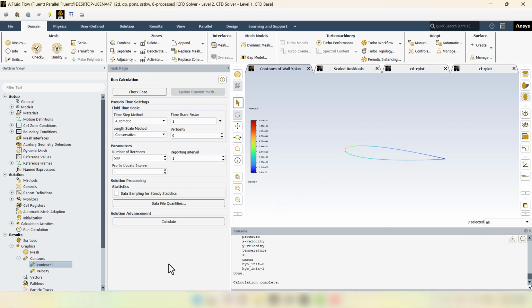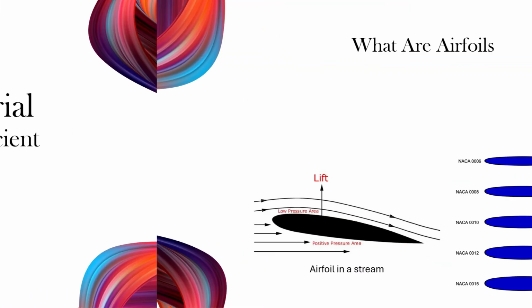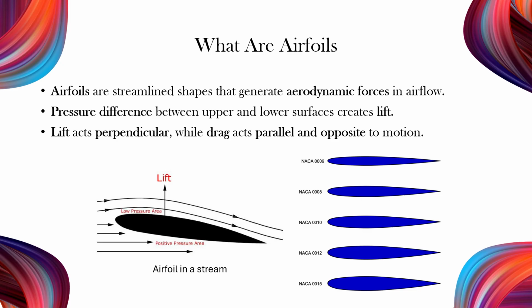Before diving into the calculations, let's briefly go over the model setup. Airfoils are streamlined bodies designed to generate aerodynamic forces when exposed to an airflow. When air passes over an airfoil, the velocity distribution around its surface creates a pressure difference between the upper and lower surfaces. This pressure differential produces a net upward force known as lift, which acts perpendicular to the relative airflow. In contrast, drag is the aerodynamic resistance force that acts parallel and opposite to the direction of motion.